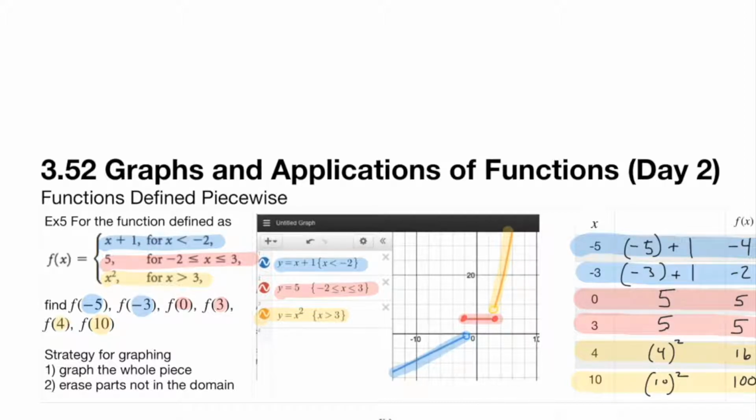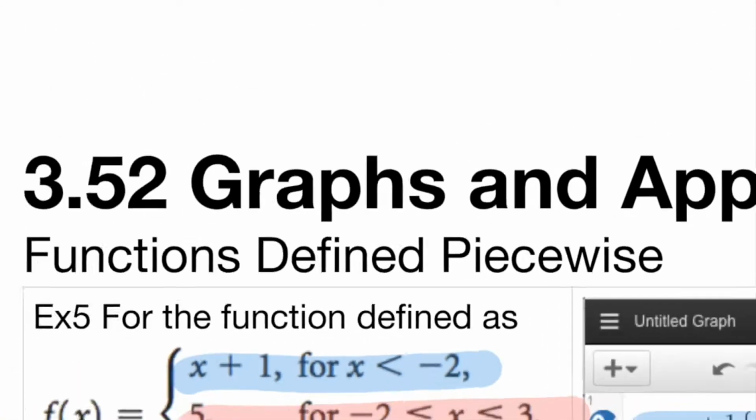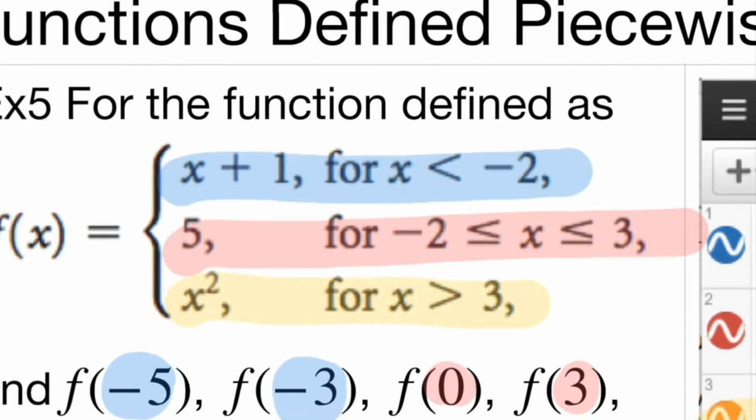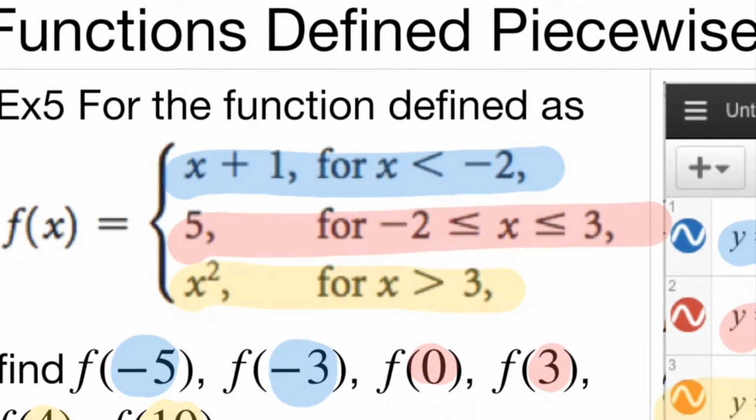This is our second day in this section, and I'm going to talk about something called piecewise functions. Piecewise means functions defined in pieces. Here, there are three pieces. There's going to be a blue piece, a red piece, and a yellow piece.